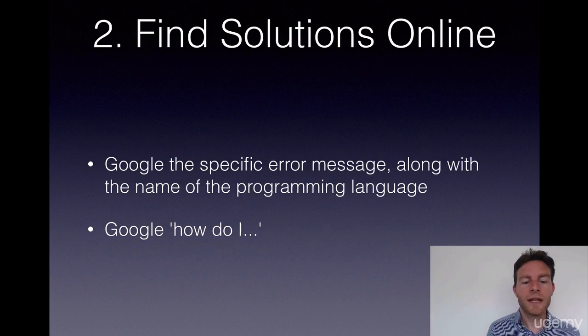If that doesn't help, then you can always Google how do I do, and then whatever it is that you're trying to do. Again, put the name of the programming language in there as well. And that will probably get you a few lines of code which will achieve exactly what you want. You can either paste those in and move on, or you can see what was different about those to the code that you were using, and then hopefully work out where you were going wrong, and then, once again, move on with the course.